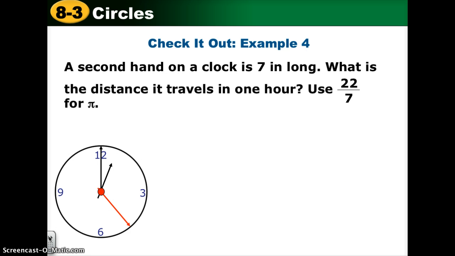Let's look at some different situations. A second hand on a clock is 7 inches long. What is the distance it travels in 1 hour? And here it says use 22/7 for pi this time. So the second hand, it's the black one, the long one, but the red is showing you that it's moving around. That is 7 inches long.